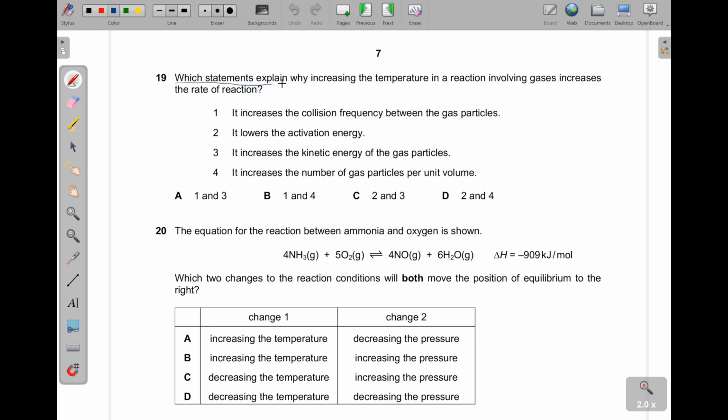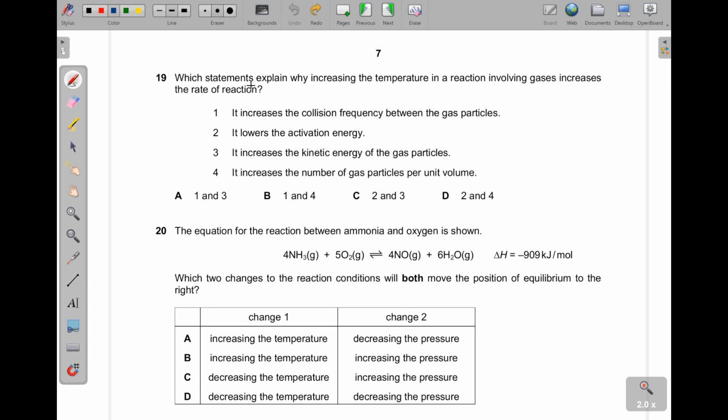Question 19. Which statements explain why increasing the temperature in a reaction involving gases increases the rate of chemical reaction? When, of course, you increase the temperature, these particles are going to gain energy. So their kinetic energy is going to increase. They are going to move so fast. Then they will be colliding more often. That is what we call the frequency of collision becoming much more often. So we are using here the collision theory.